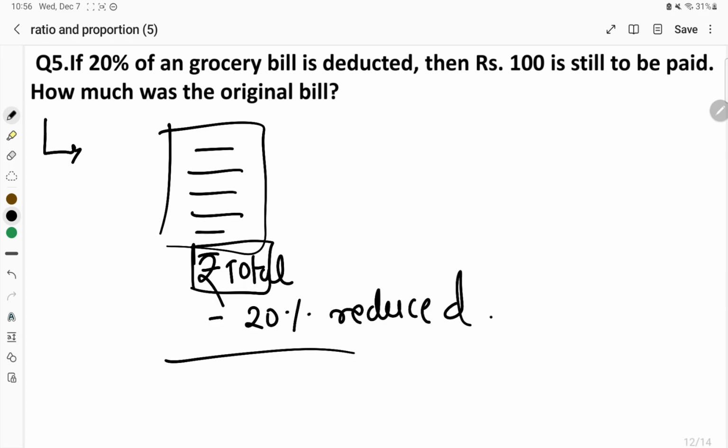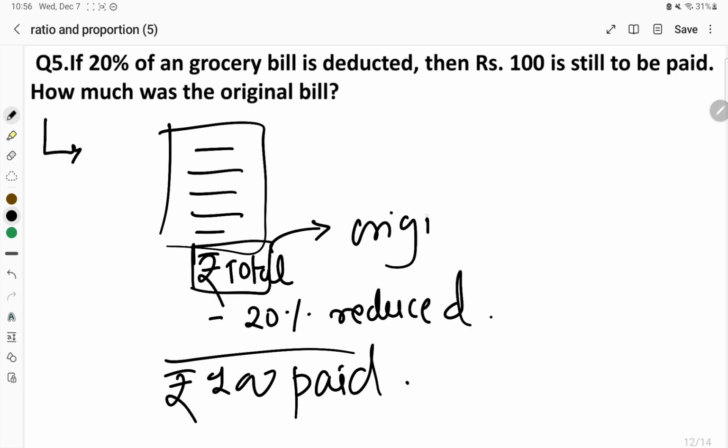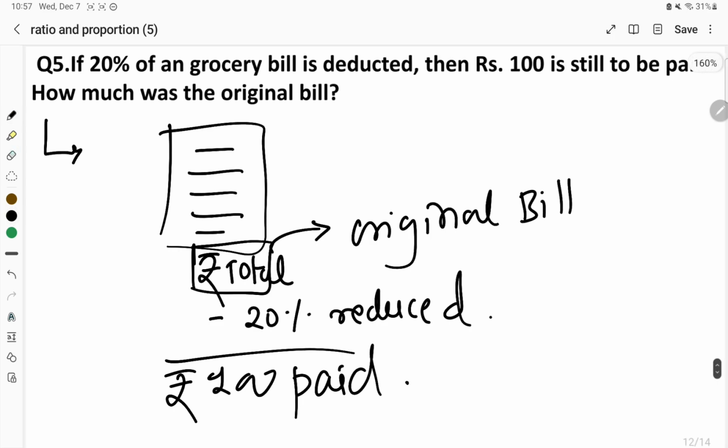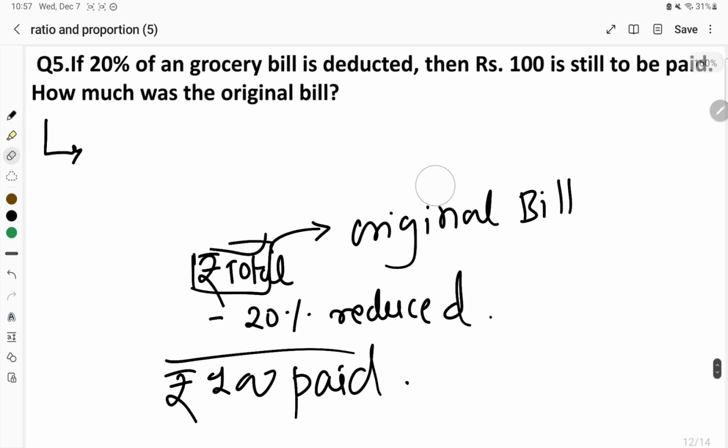For example, you have to pay a bill, and on that bill you are getting a discount of 20%, and still, after getting the discount, 100 rupees has to be paid by you. The question asked is, what is the original bill? I'm hoping that you are understanding the question. Let us get into the detail now.